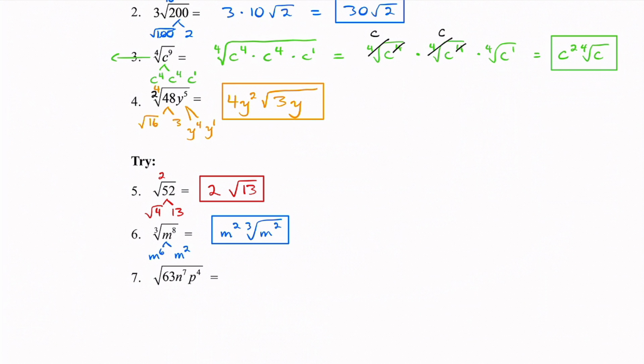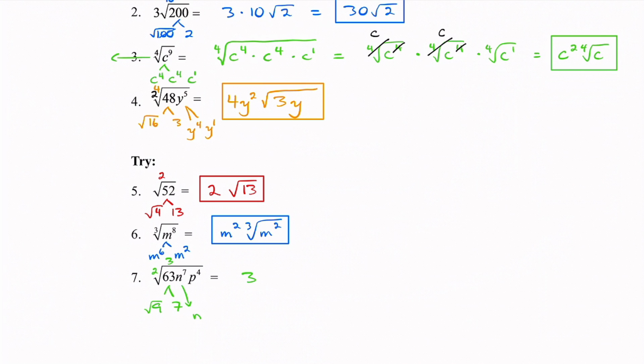Now with number 7 here, we got numbers and we got variables. So 63, again, this is a square root. So I want to break it down into perfect squares. I could break that down into 9 times 7. And then the square root of 9 is a 3. So a 3 is going to be able to come out. And then with this n to the power of 7, I want to break that down into something that's divisible by 2.